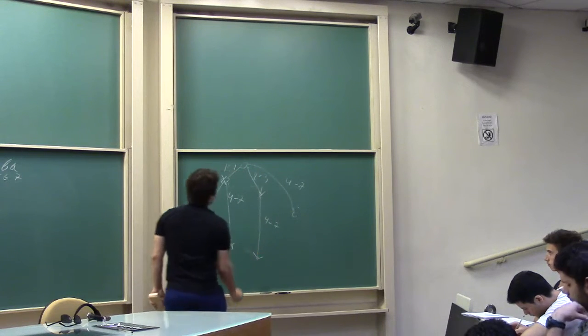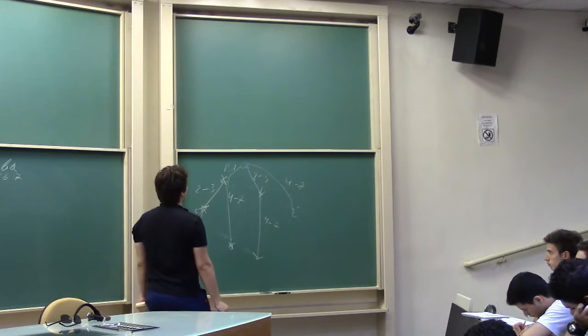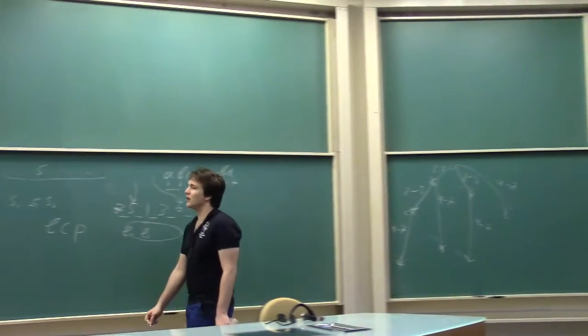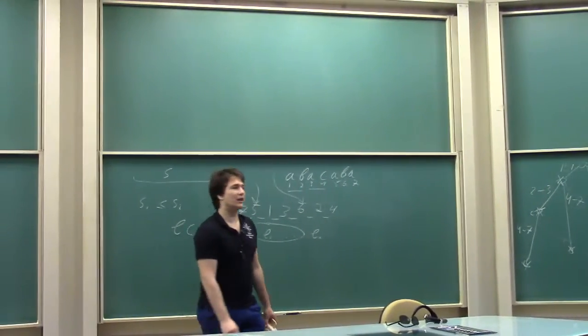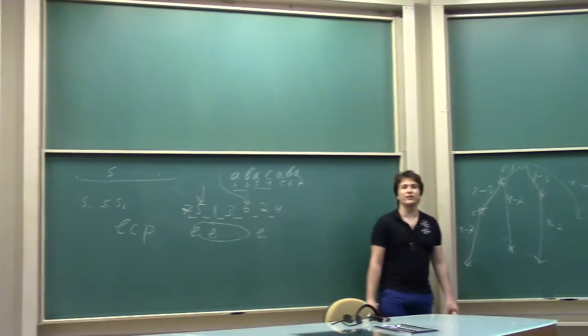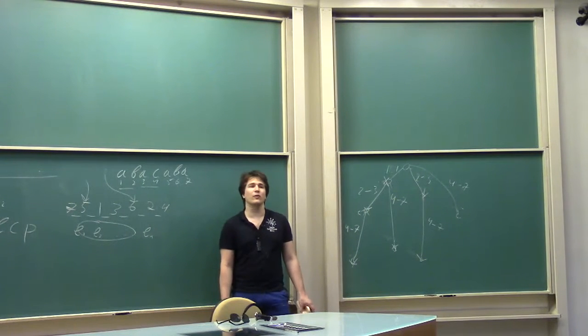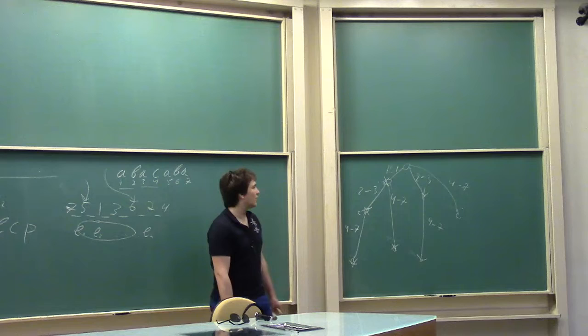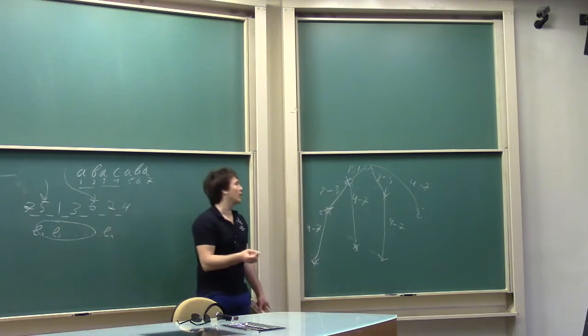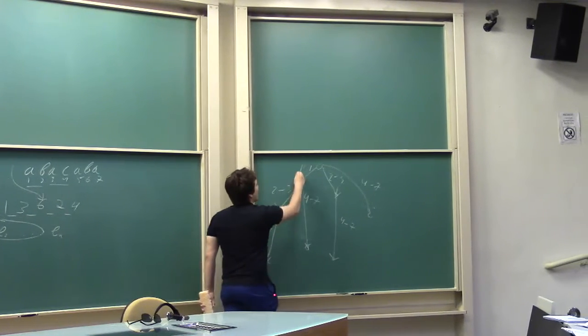One, 2, 3, 4, 5, 6, 7. Okay, I have 7. Ending point seems to be correct. So that's compressed trie. And it's pretty easy to show that the number of nodes in a compressed trie is linear, because if you have a node, you have either a suffix ending at this position or something splits.